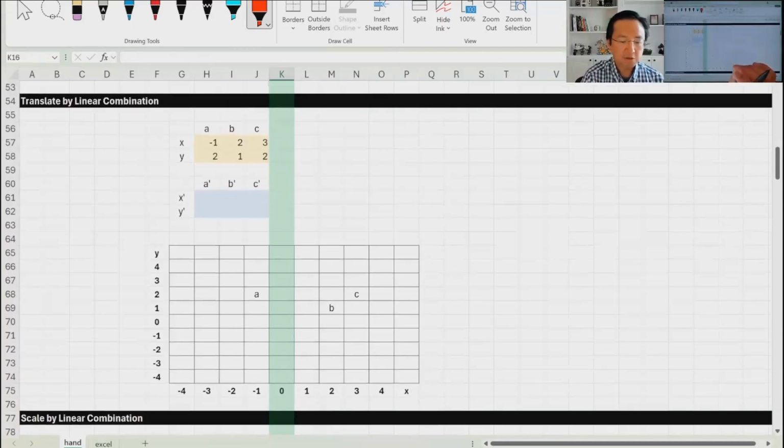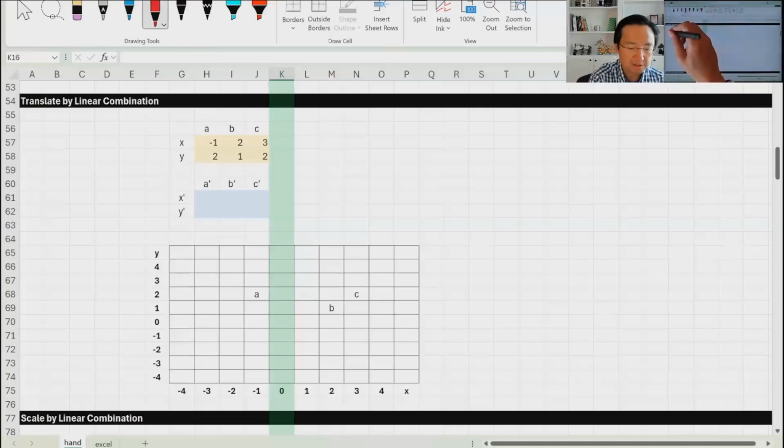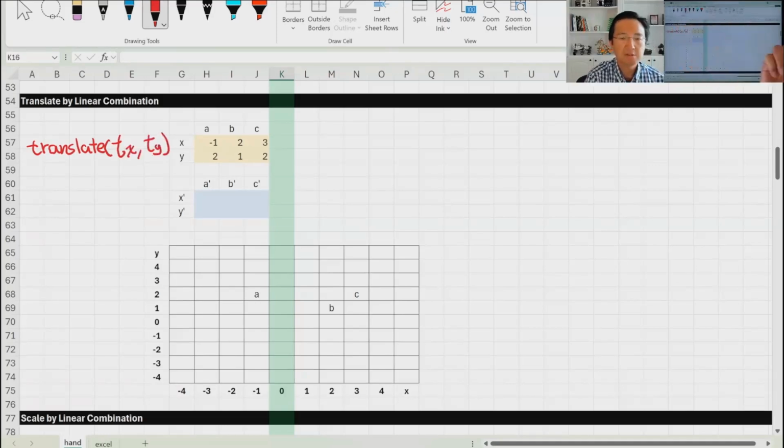So the first transform we're going to look at is translation. Translation we could describe using this function translate, which typically takes two parameters: the displacement in x and y, t of x and t of y. So say we have t x equals 1, t y equals 2, and we have a set of points A, B, C again, which I'll replot here. What does it take for us to translate these 3 points?